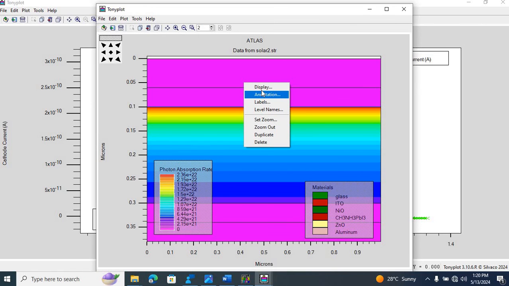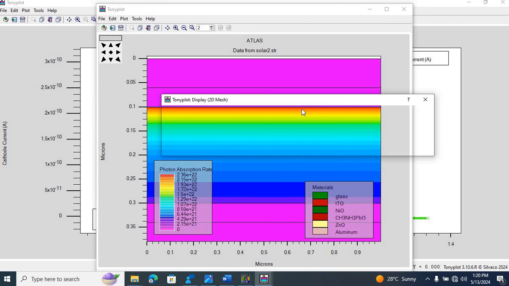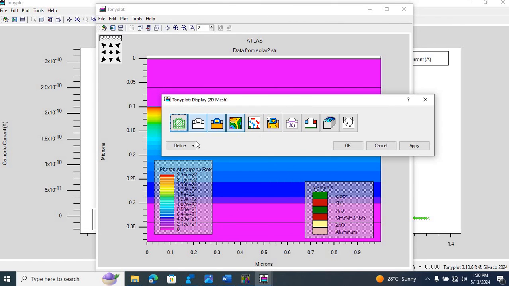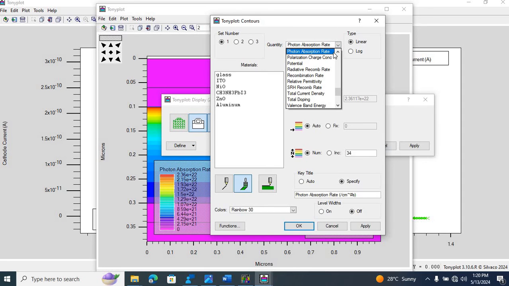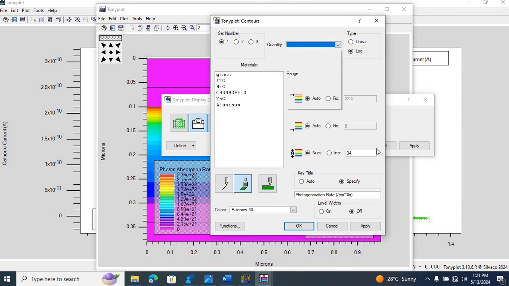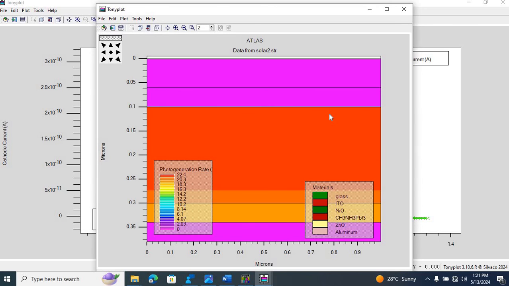Similarly, we can also look at the photo generation rate inside different layers. We go to define contours, and here is the photo generation rate. Hit apply. So here is the photo generation rate inside different layers, as you can see from this structure.